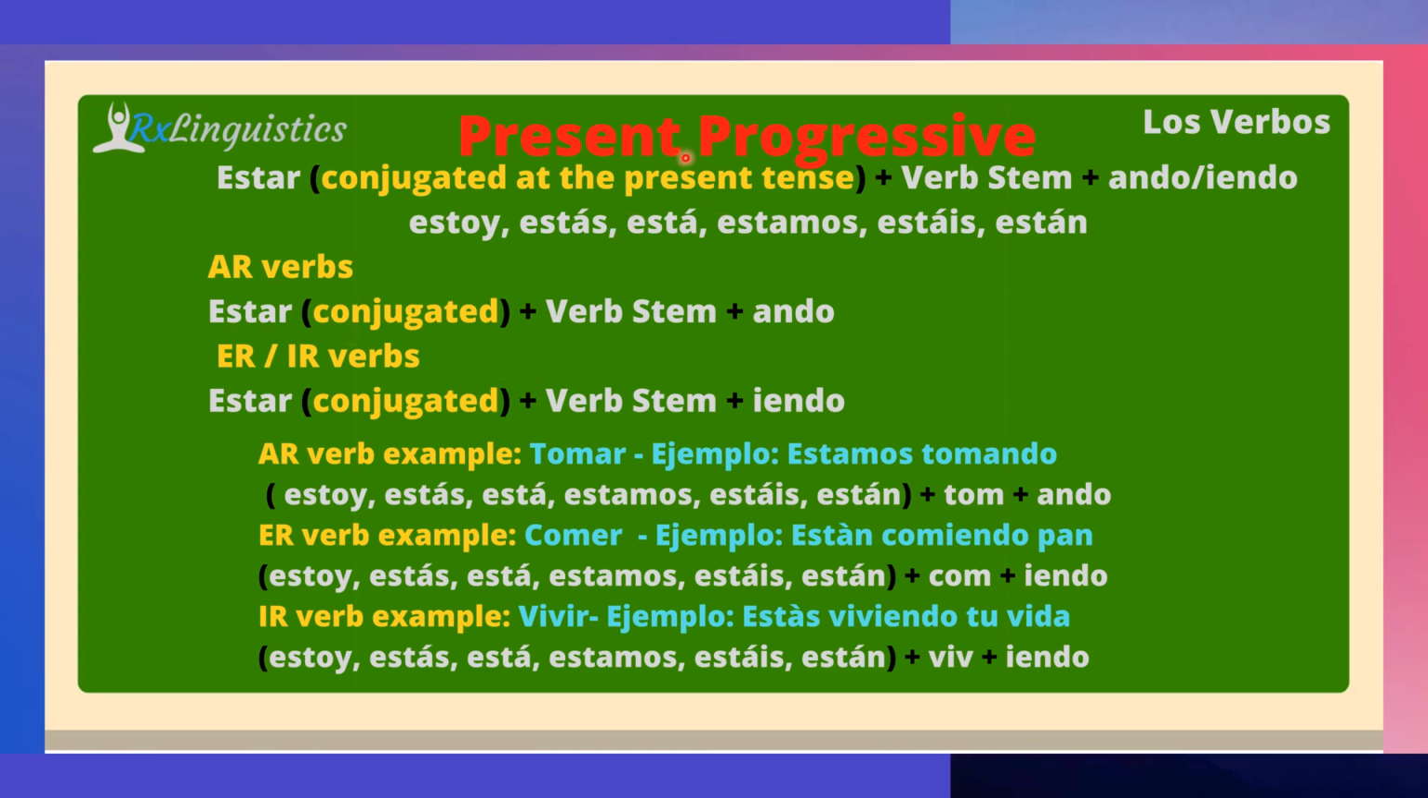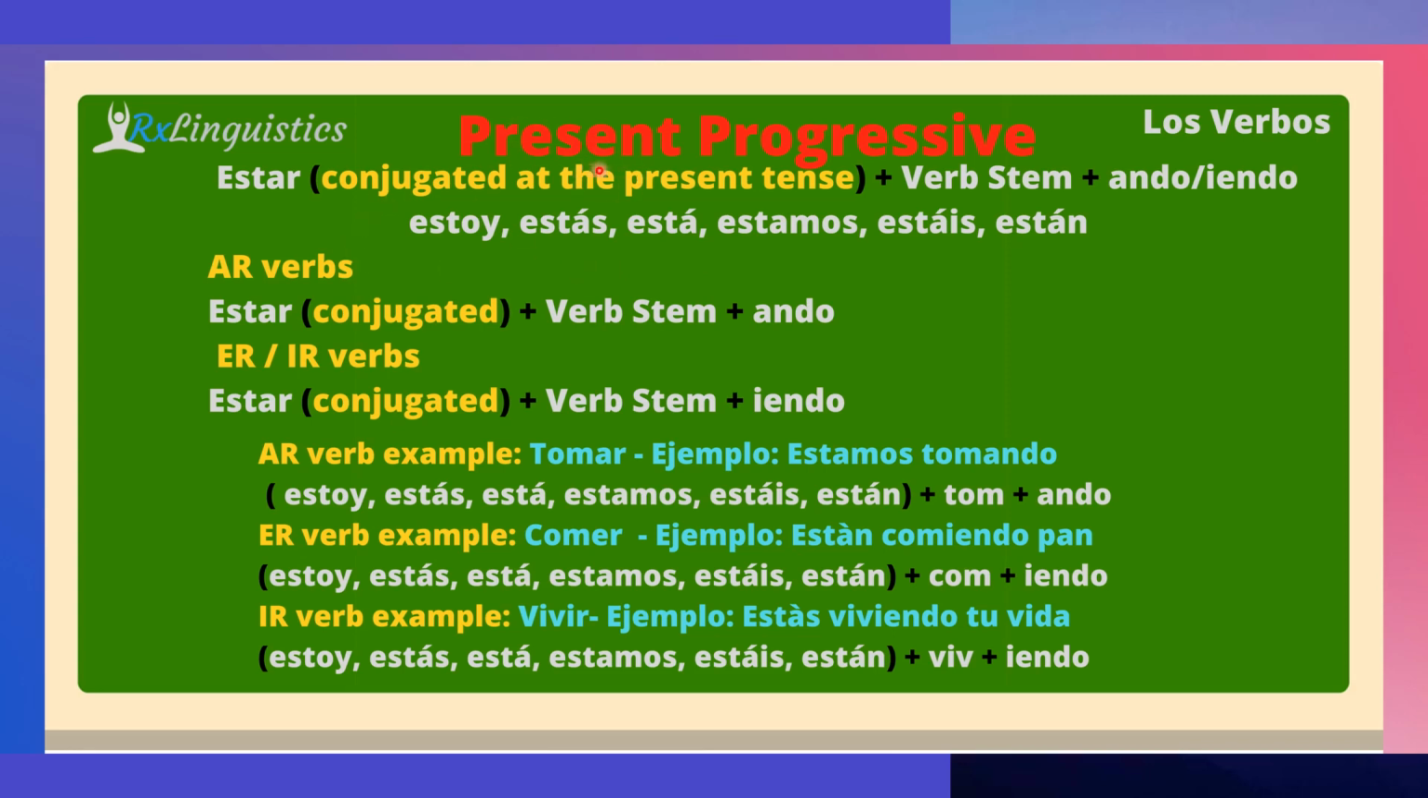So to form the progressive tense, you use the verb estar. Now, estar is the auxiliary part of the structure. But the verb itself, the verb doing the thing, the action verb, the lexical verb, the verb that's saying what is being done, how do you add that verb to estar to form a progressive tense?